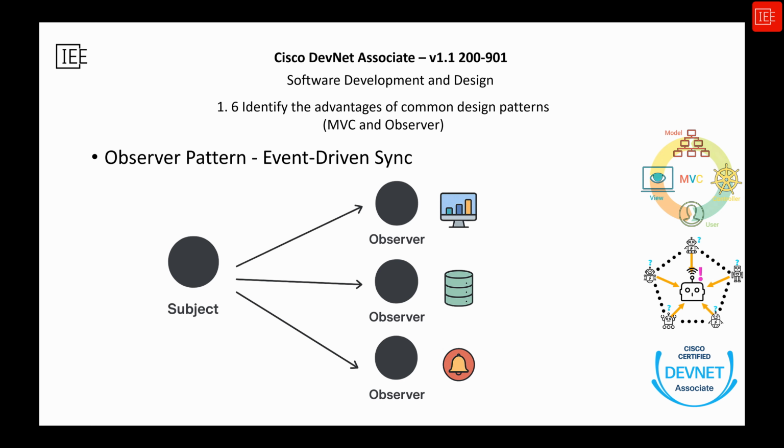Every time the router's config changes, it notifies its observers. One observer could update a monitoring dashboard, another observer could write the change into a configuration database, another might send an email or Slack alerts to the operations team. All these things happen automatically in real time, without each observer constantly asking, did the config change yet?